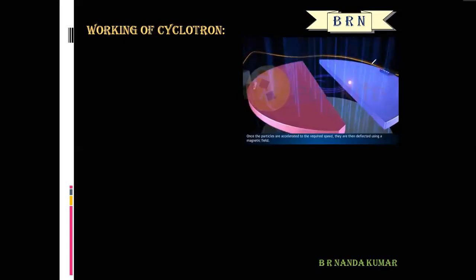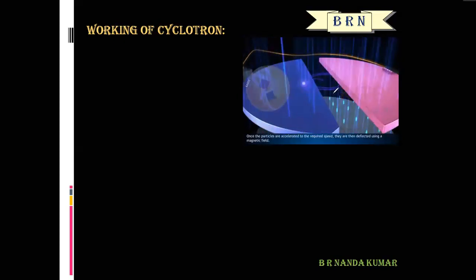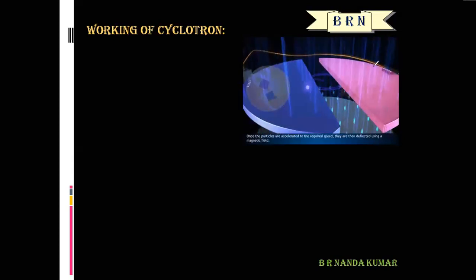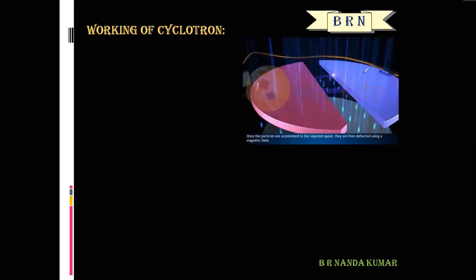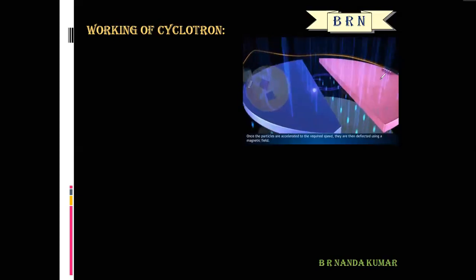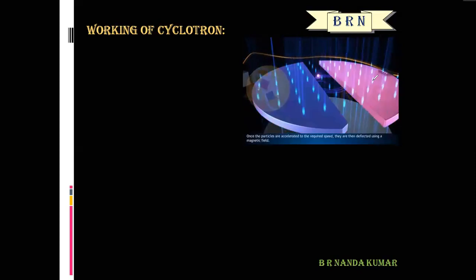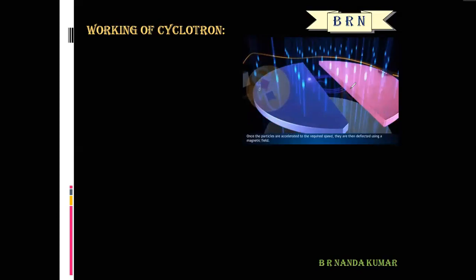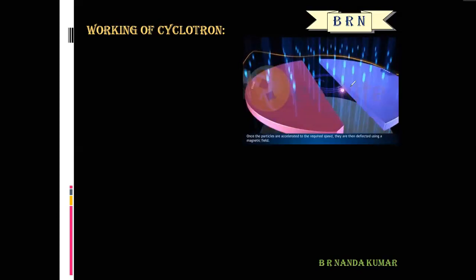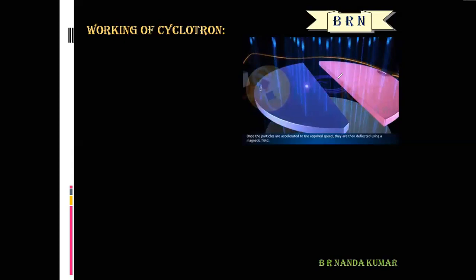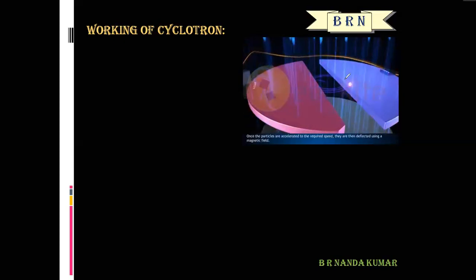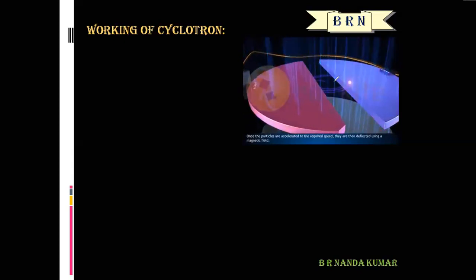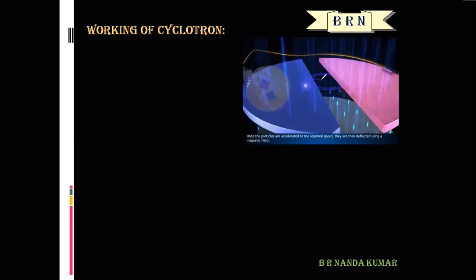So D2 becomes negatively charged, D1 becomes positively charged. Again, the proton is attracted towards the negatively charged D2 and enters D2. Inside D2 there is no electric field. It is acted upon by the perpendicular magnetic field, which throws the charged particle into a semicircular path, but of greater radius. That is because of the increased speed across the gap. So this process repeats.